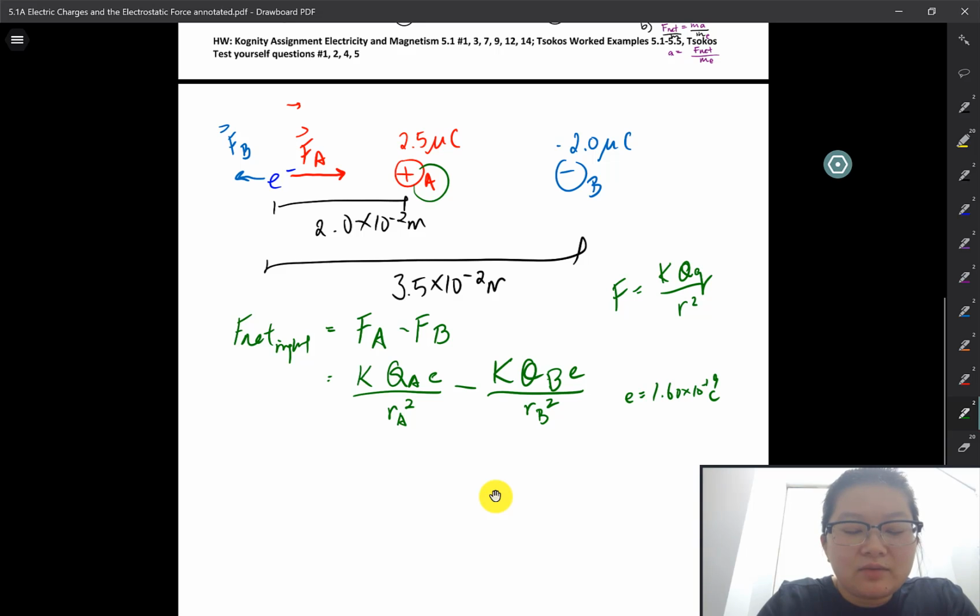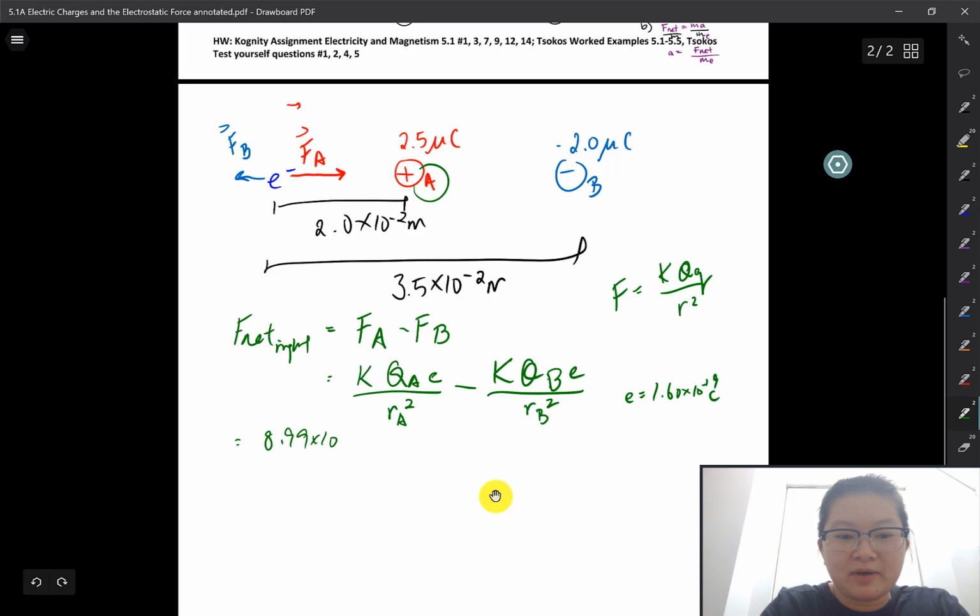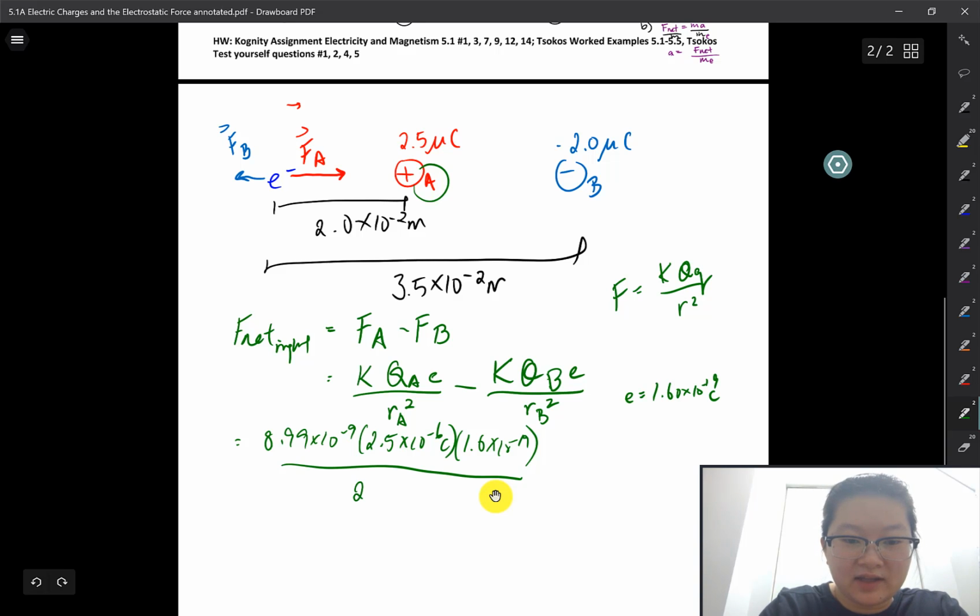Really, this is pretty much plugging numbers in at this point. So this is going to be 8.99 times 10 to the power negative 9. I'm not putting any units, unfortunately. So Q A, 2.5 times 10 to the power negative 6 coulombs, and the electron, which is 1.6 times 10 to the power negative 19, all over the distance squared. Don't forget that squared. A lot of students will forget that when they plug in their numbers. Okay, minus the other one.